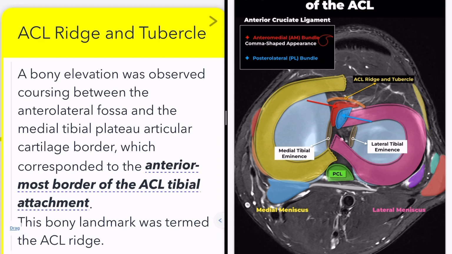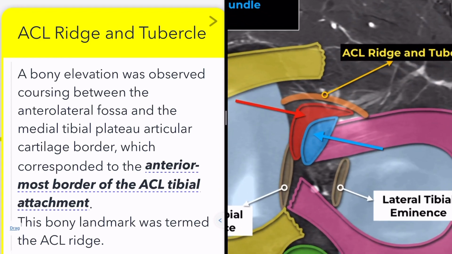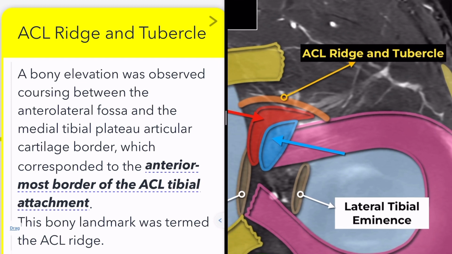Moving on, ACL ridge and tubercle. The ACL ridge marks the anterior boundary of the ACL attachment on the tibia. The ACL tubercle was defined as the protuberance located at the lateralmost edge of the ACL ridge.